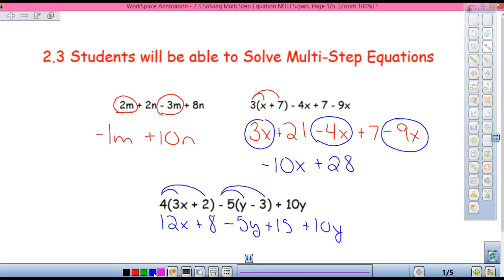10y. Can I combine anything with my 12x? Nope. We've got 12x plus, yeah, we can combine those guys. Plus 23 and plus 5y, very good. We've got negative 5y plus 10y. No problem, right? All right.